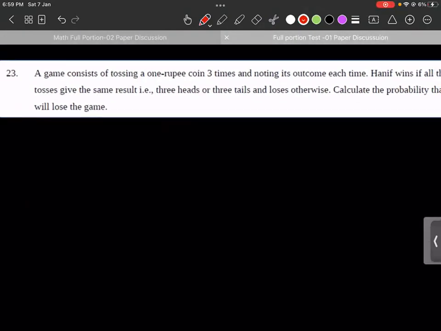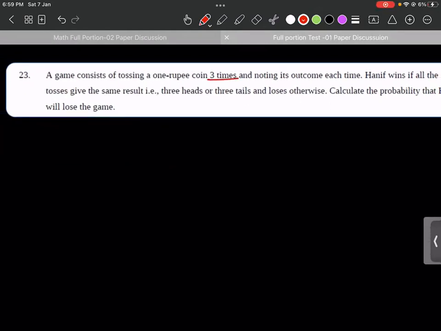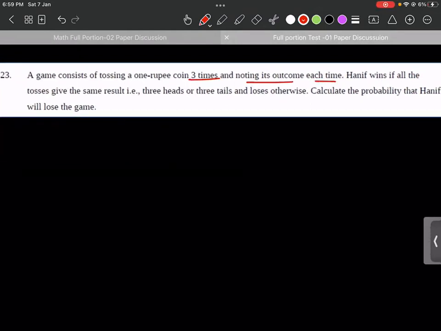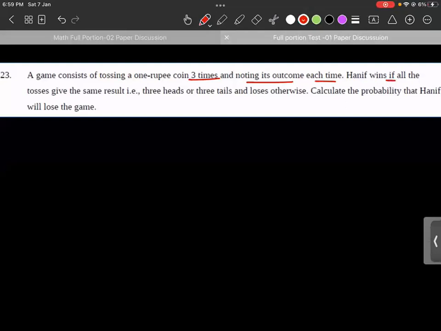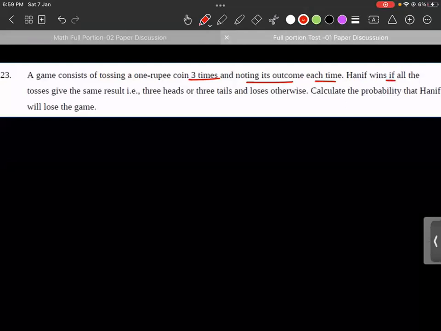A game consists of tossing a 1 rupee coin 3 times and noting its outcome each time. Honey wins if all the tosses give the same result, that is 3 heads or 3 tails, and loses otherwise. Calculate the probability that Honey will lose the game. So how to solve this?